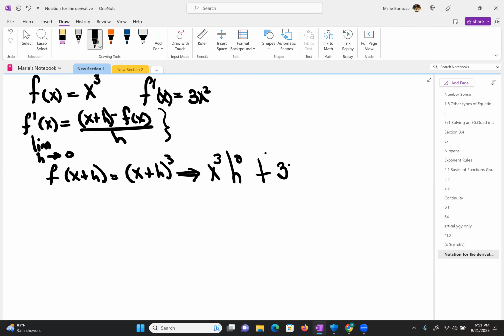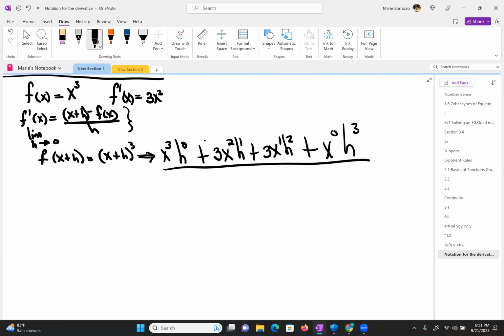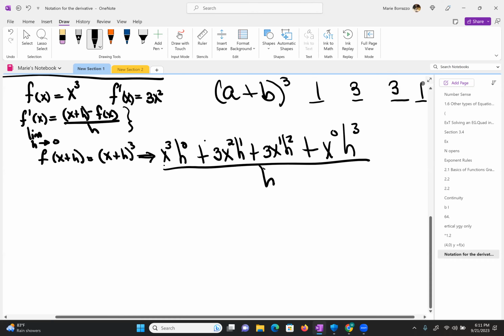Plus 3x squared h to the 1, plus 3x h to the 2, and it reduces further to plus x to the 0, h to the third. And yes, this is all over h, which looks ridiculous, but this basically goes back to cubing. Like if you have (a plus b) cubed, this is a 1, 3, 3, 1 binomial. These are coefficients of that, which is why we have 1, 3, 3, 1.